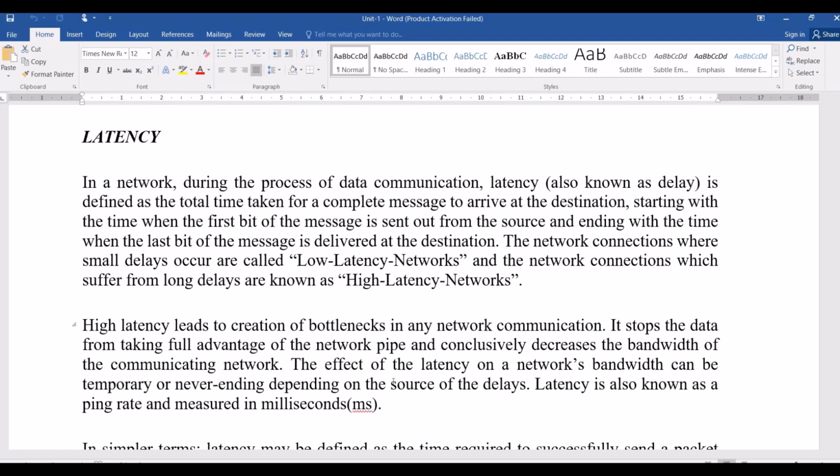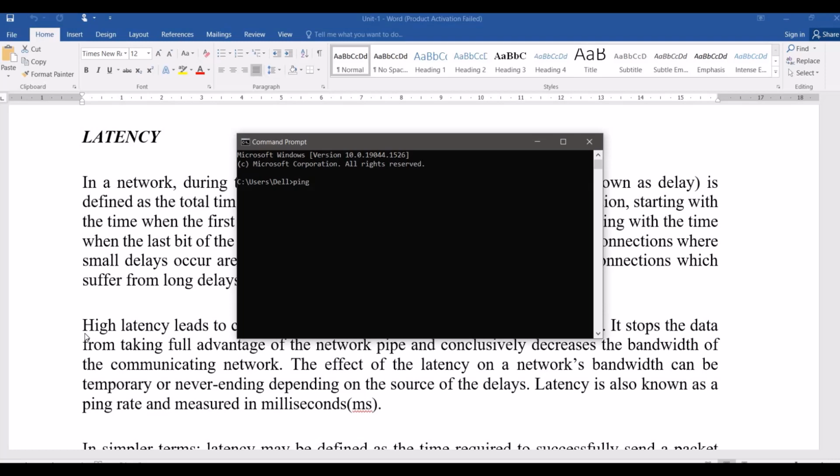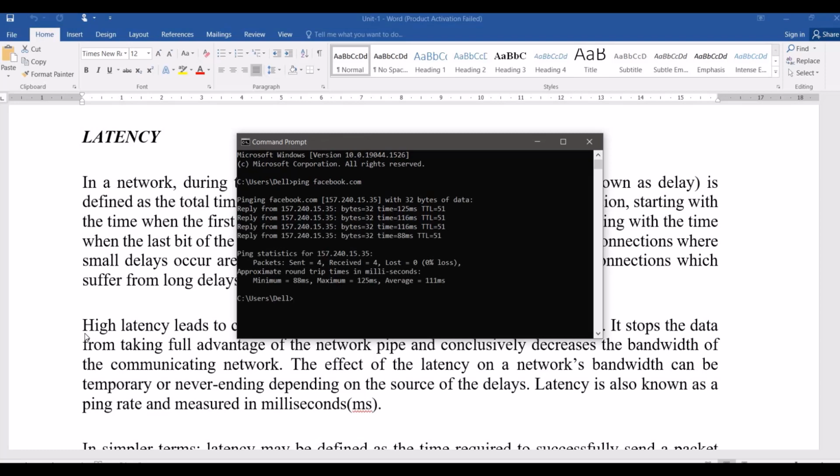So this latency is the ping rate. How does ping measure this latency? With an ICMP packet. Let's see here, if I'm pinging facebook.com, here we have the speed, the latency rate. This TTL is the time to live, how long it can survive in the network. This ICMP packet, this ping packet, is 32 bytes, and the round trip time from my computer to Facebook and back is 125 milliseconds and this one 116 milliseconds. All these things are measured in milliseconds.